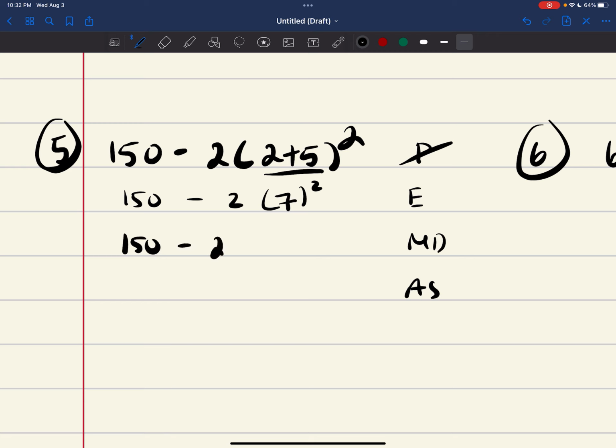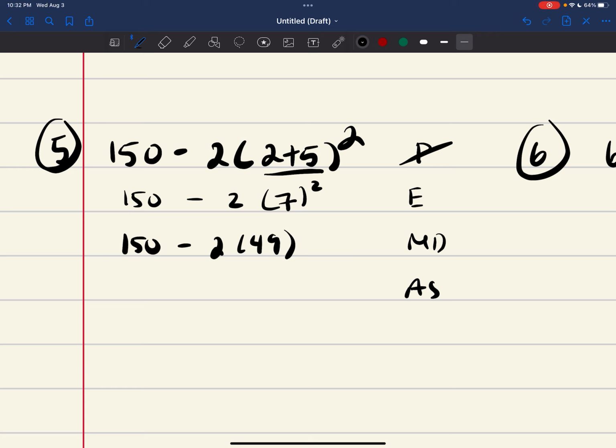So I have 150 minus 2. Well, if you have that 7 squared and you have this 49, right? If you have 49, what do I put around that 49? Well, I got to put those parentheses because there's no operation in between but these parentheses here. So we got to assume that we're multiplying in this case. So we have 2 times 49, okay?